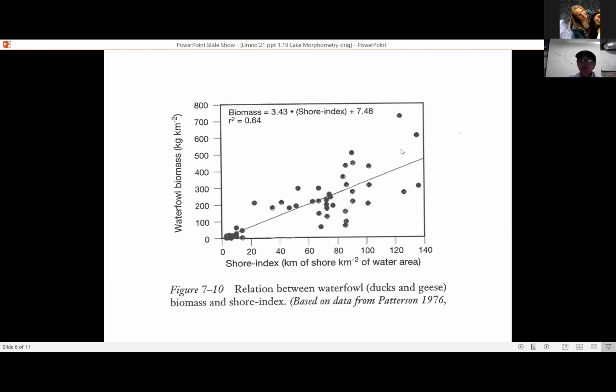What you see is the greater the shore index factor, something like the shore development factor, the greater the productivity. And in this case, this is ducks and geese. This is waterfowl. So wildlife people care about the shoreline development factor and fisheries people do too, and there's a correlation.